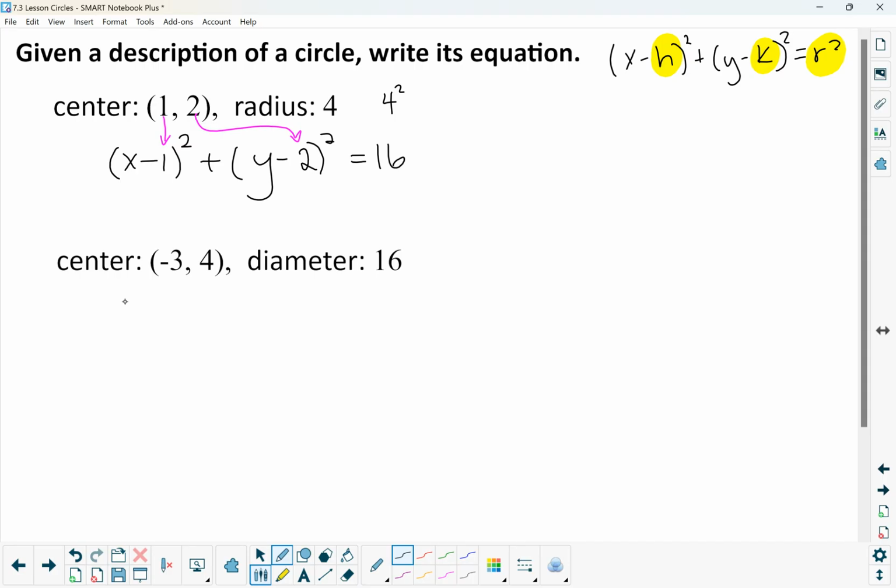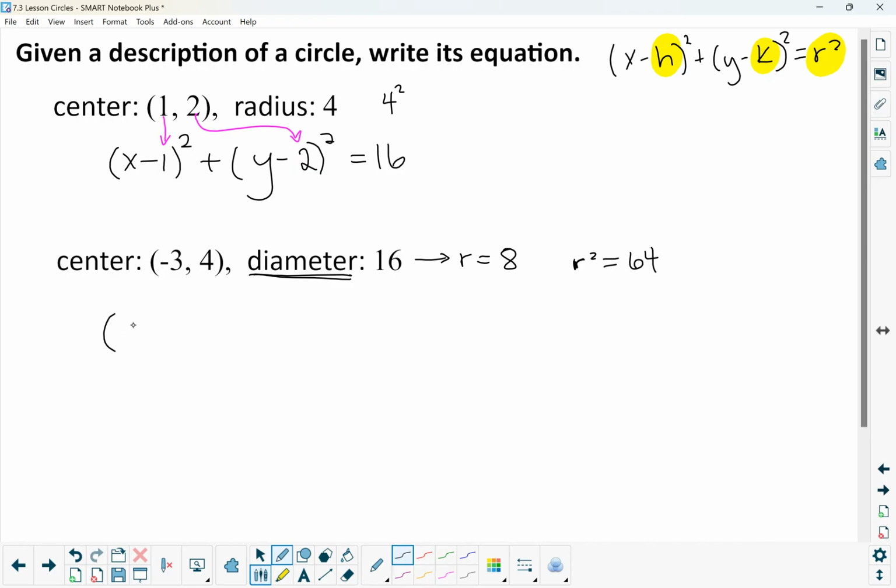Okay, let's try another one. This one has a center at -3, 4, and the diameter is 16. Well, if the diameter is 16, that means the radius is 8. So in our equation, when we have the radius squared, it's going to be 64.